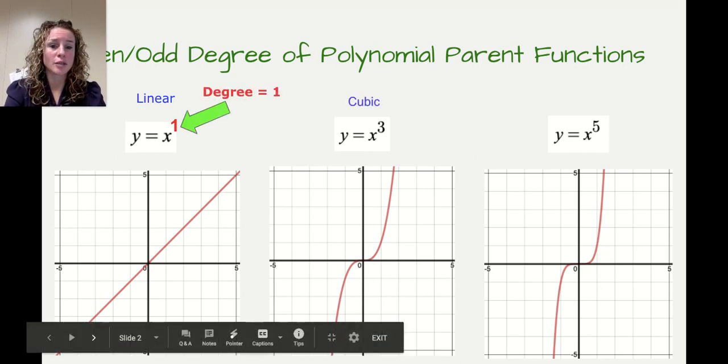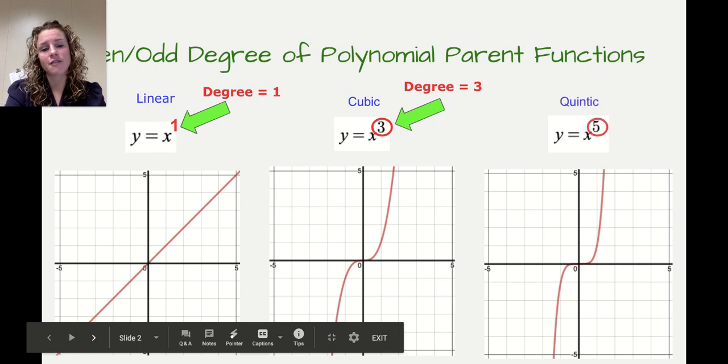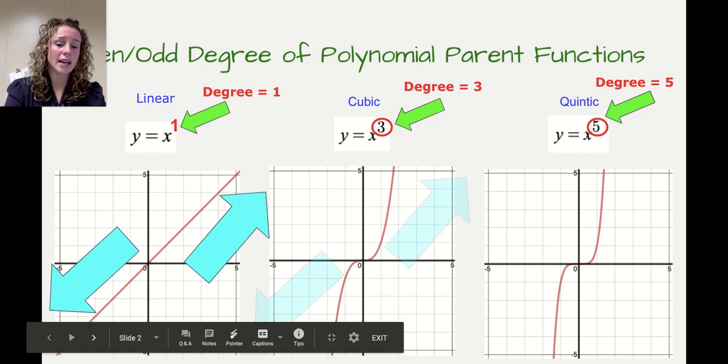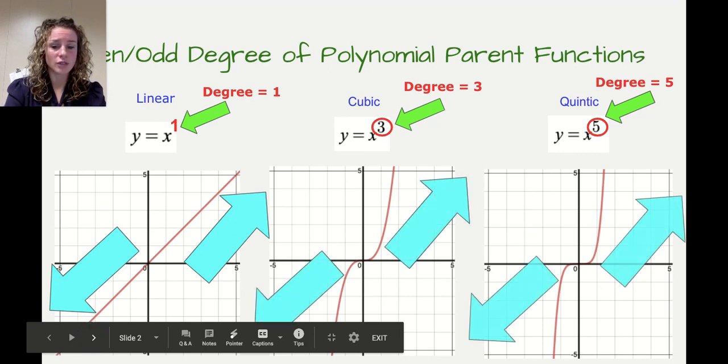Okay, here's our cubic function that we studied last week. It has a degree of 3. And then this last function here is called a quintic function. It has a degree of 5. Notice all of these graphs, the end behavior goes right and up, down, left. Okay, right and up, left and down.